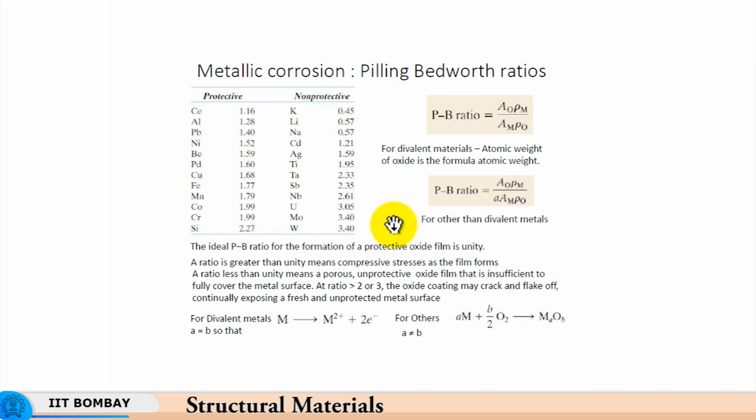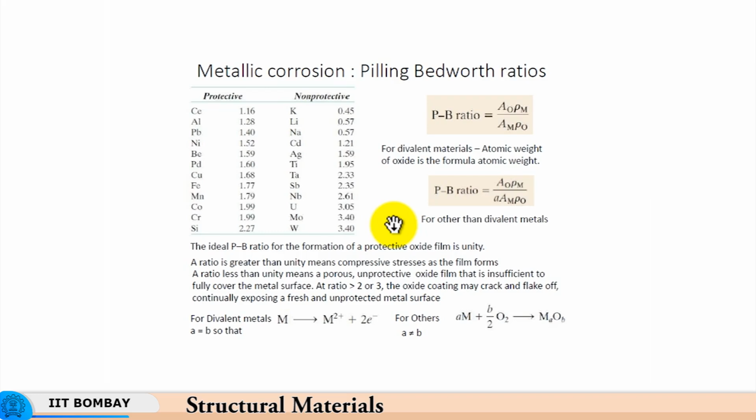Aluminum has got a tenacious oxide film. So, 1.28 is the Pilling-Bedworth ratio. So, we have some ratios. Of course, 1.99 is relatively high, on the higher side, but still the compressive stresses which are induced are relatively mild in nature.